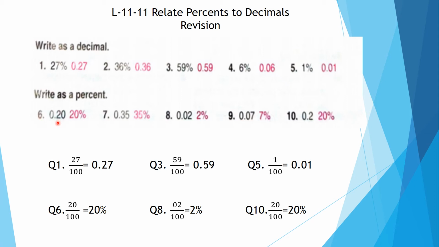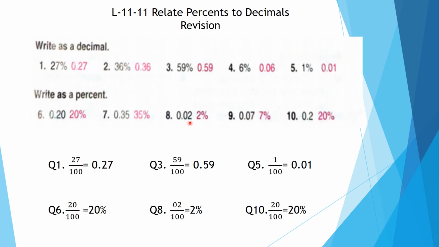In the same way, if a decimal is given, what is the meaning of 0.20? That means remove this decimal. After the decimal, how many digits? 2. Then you divide it by 100. If one digit is there, then divide it by 10. Okay, then you can see here it is 20%.